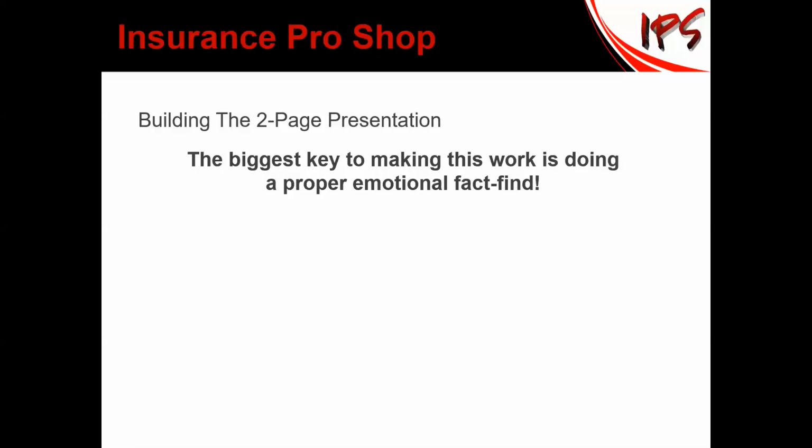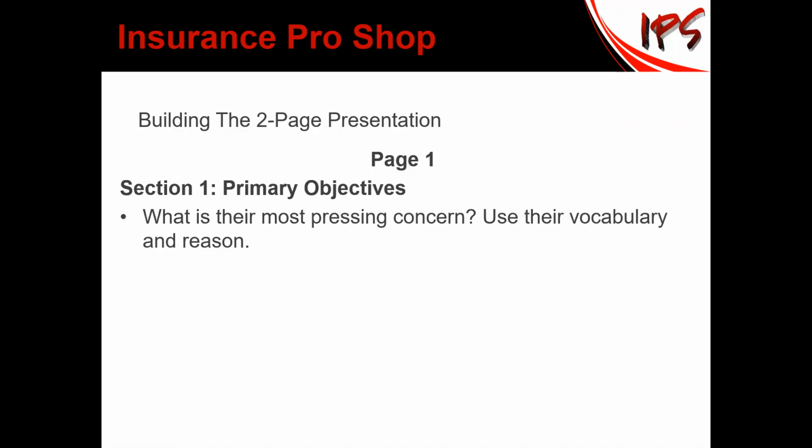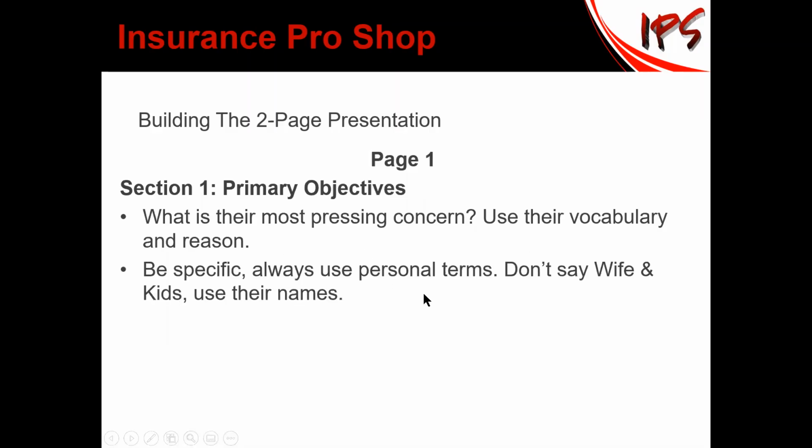Well, let's break down the different parts of the 2-page one by one, and I'll show you what I'm talking about. All right. So on the first page, the very first thing, after ignoring the cover page, of course, is the primary objectives. And what we're doing here is we're looking for what is their most pressing concern. And you did that based on what they told you in that first meeting. And the other part of that is you want to use their vocabulary and their reason. The second part about building it properly is be specific. Always use personal terms. Don't say wife and kids, use their names.